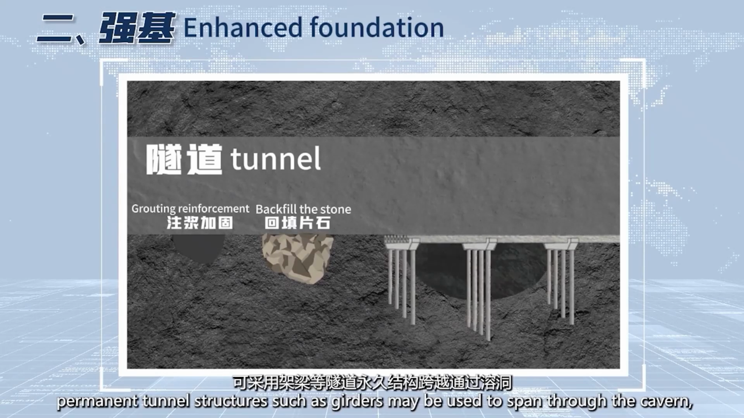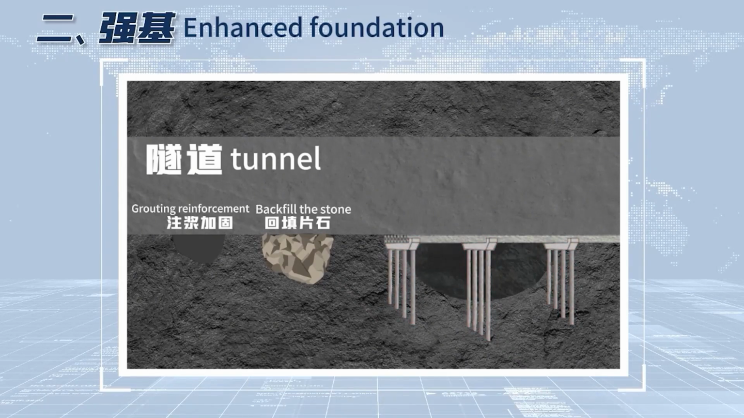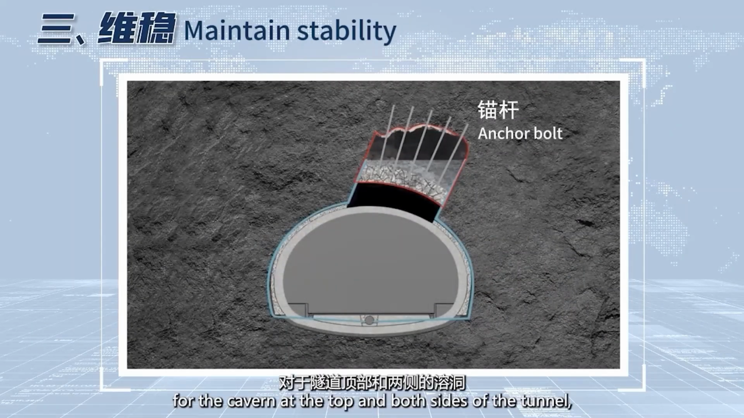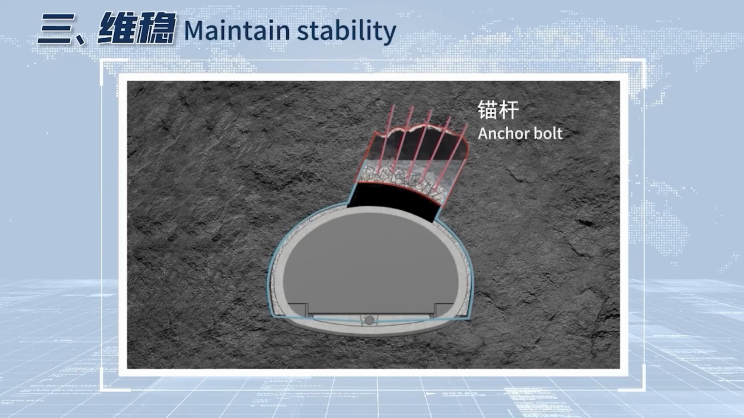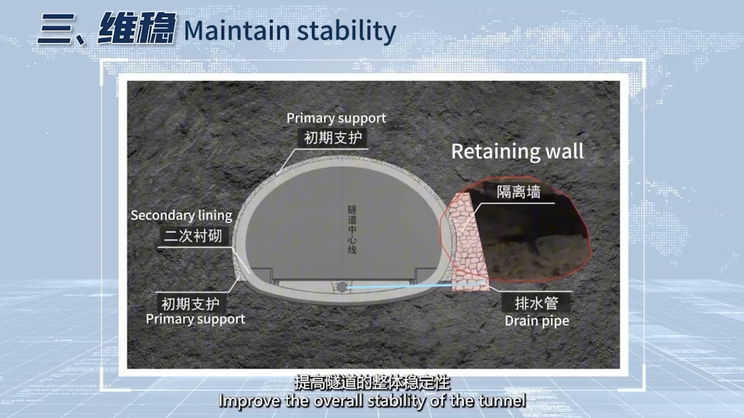For larger and deeper caverns, permanent tunnel structures such as girders may be used to span the cavern, with the ends of the girders or arches placed on solid and reliable bedrock. Thirdly, stability maintenance. For the cavern at the top and both sides of the tunnel, depending on the degree of rock fragmentation, methods such as anchor spraying concrete, fixing up, and retaining walls can be used to improve the overall stability of the tunnel.